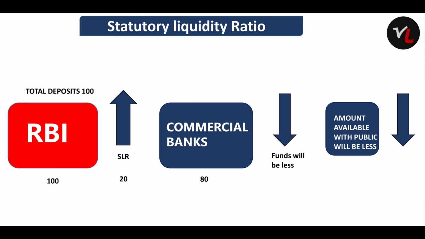Now we will talk about decreasing of SLR. When a situation arises that there is a liquidity crunch in the market, or there is not enough supply of money in the market, what does RBI do? RBI decreases the SLR. Now what will happen? If RBI reduces SLR to 15%, commercial banks have 85 rupees to lend. Thereby people will have more money because commercial banks will lend more. Thus if SLR gets decreased, money supply in the market gets increased. So this is the mechanism of controlling money supply in the market by reducing or increasing SLR.